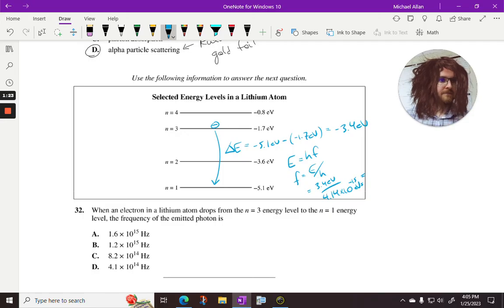All right, and then let's just put that number in there properly. So we use electron volt one because we had electron volts here. All right, so let's use the proper one. And we get 8.2 times 10 to the 14 hertz. So it looks like the answer is supposed to be C in this situation. All right.